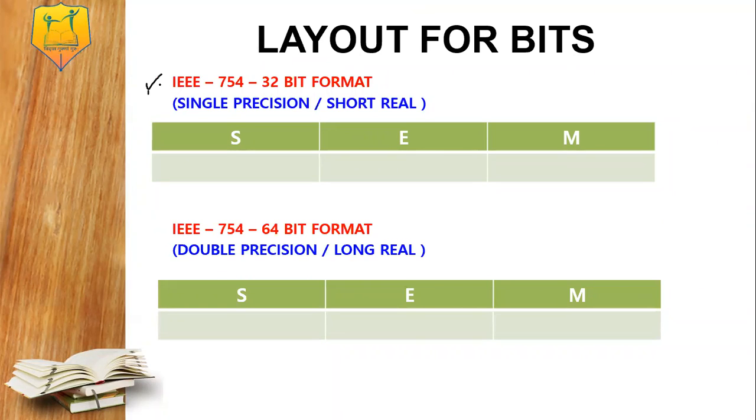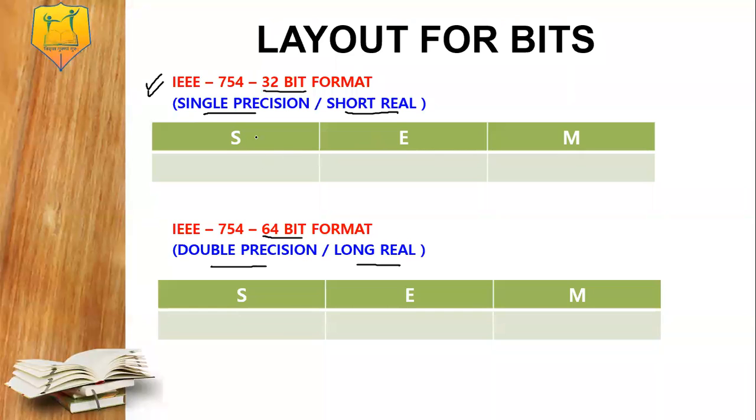There is the IEEE format, IEEE 754. It is a 32-bit format, and here it is the 64-bit format. The 32-bit format is known as single precision or short real format, and the 64-bit format is known as double precision or long real format. Again, I said it is stored in the same format, SEM.